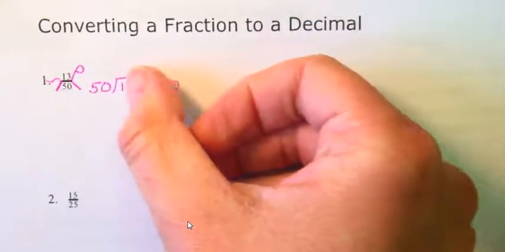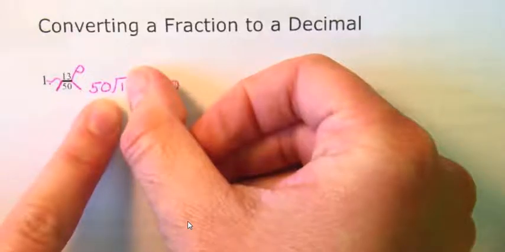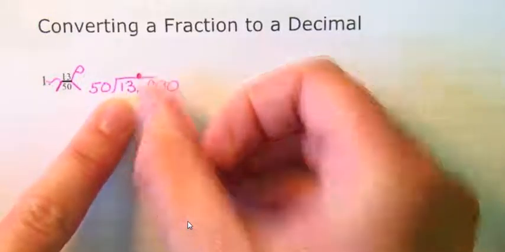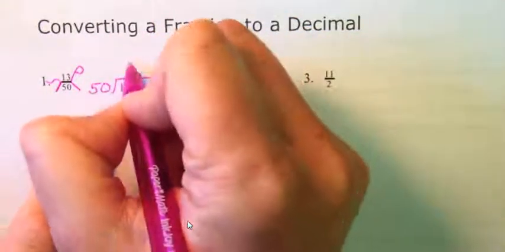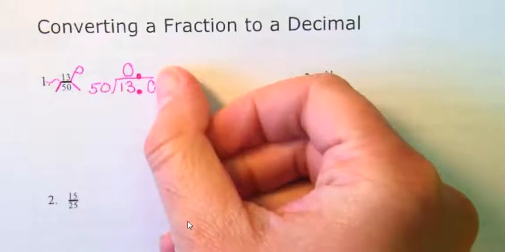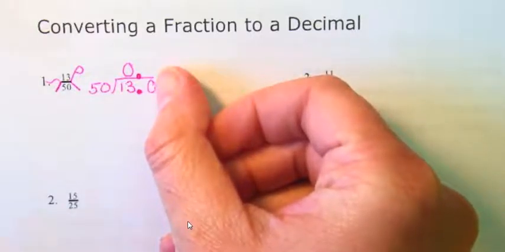So you start and you say, can 50 go into 1? No. Can 50 go into 13? No. So I'm going to put a 0. So then I scoot over and I say, well, can 50 go into 130? And yes, 50 can go into 130.